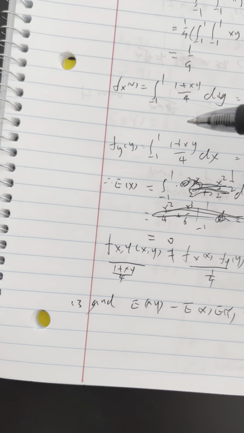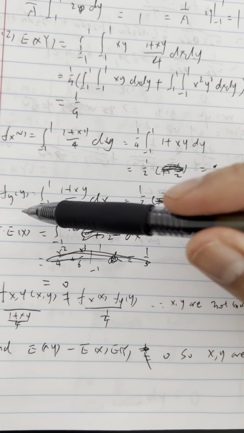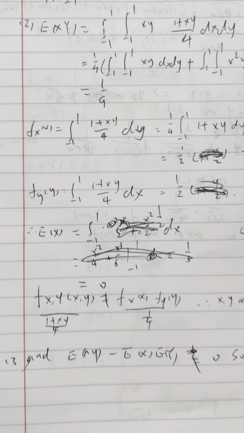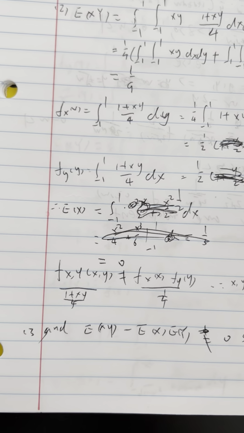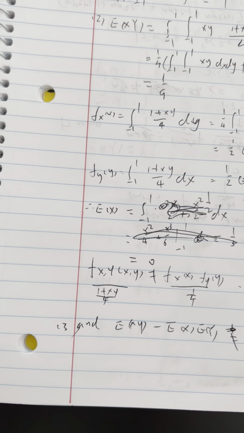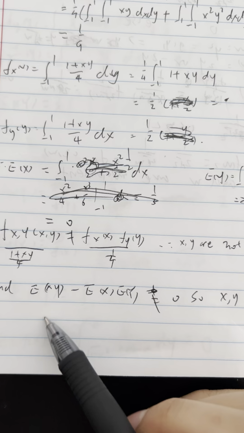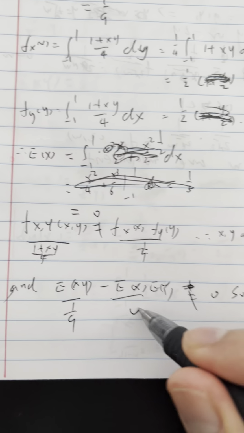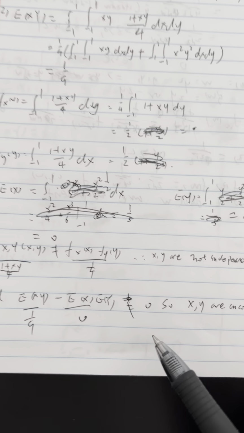And because fy is 1 over 2 and fx is 1 over 2 as well, and because E[xy] is 1 over 9 minus 0 and doesn't equal 0, so this is correlated.